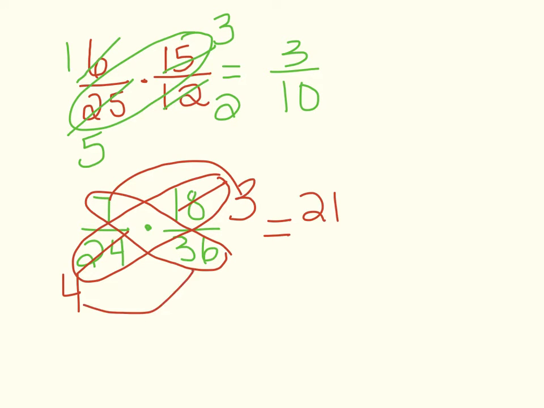And, well, I will still have to do 4 times 36, but that's still a lot easier than having to figure out 24 times 36. And 4 times 36 is 144.